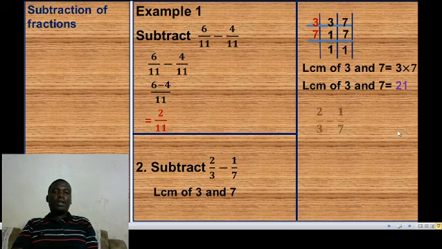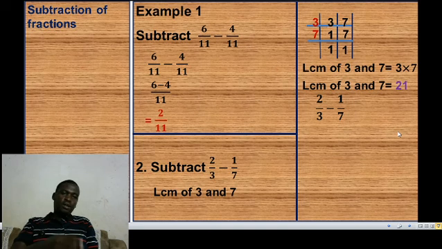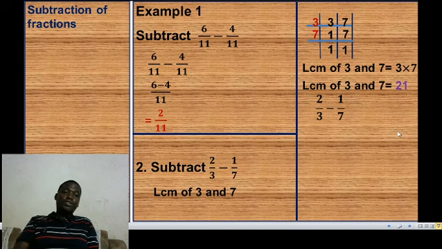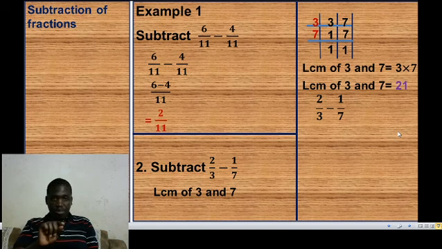We can now bring our numbers there. The problem was 2 out of 3 minus 1 out of 7. So what is the common multiple there? It is 21. What do we do with the 21? We say 21 divided by 3, which is the denominator. What do we get? 21 divided by 3 is 7. Then 7 we are going to multiply by this 2.